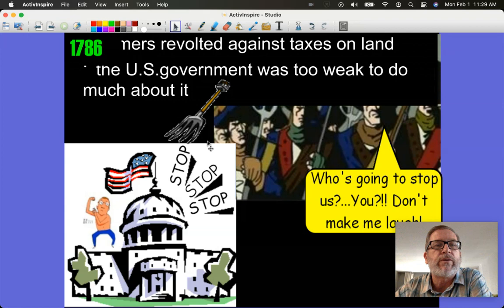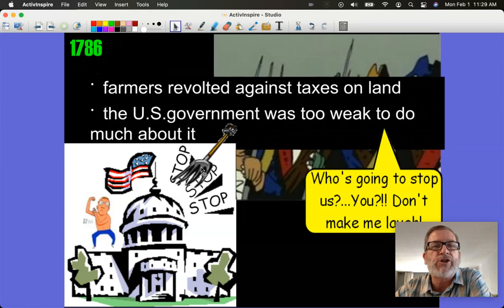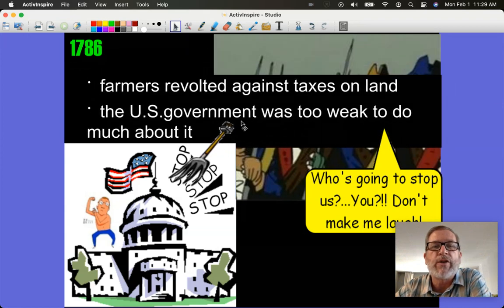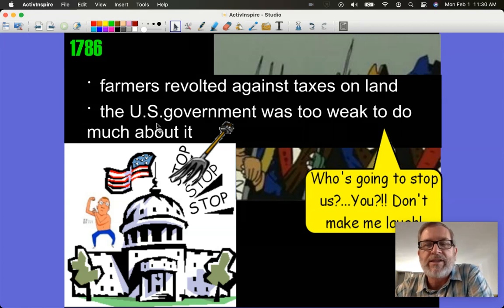He feels like he's being taxed too much by the government. So what does he do? He lashes out. He revolts. He gets a whole bunch of other farmers together because they feel like the land that they're being taxed on, or the taxes on their land, are unjust. They go to the Massachusetts governing body. Massachusetts does not listen to them, and so they revolt, right?